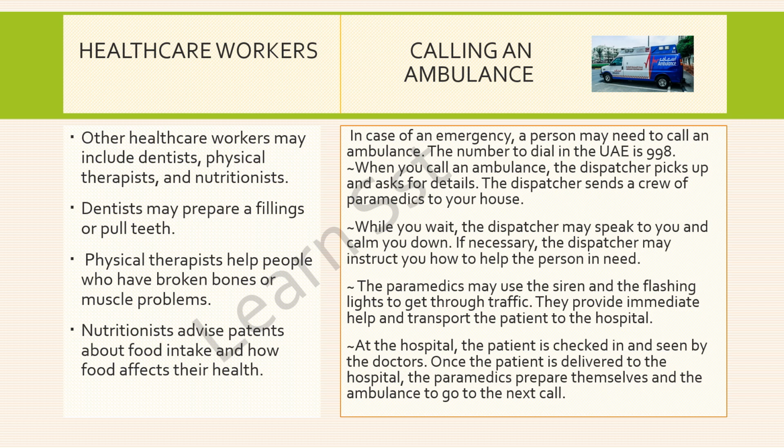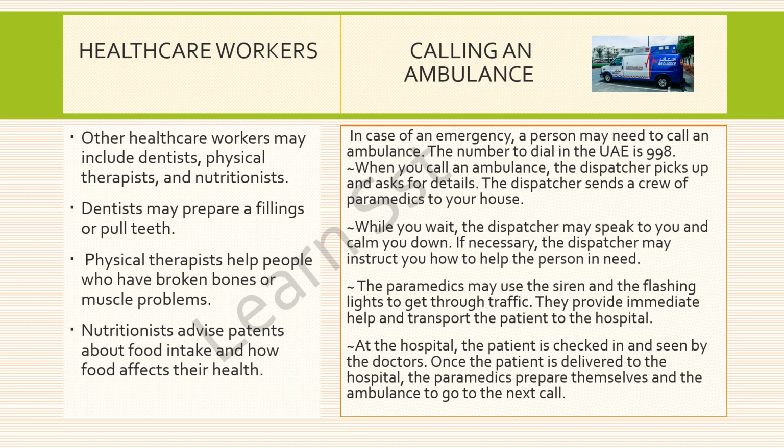Then what are the steps for calling an ambulance? In case of an emergency, a person may need to call an ambulance. The number to dial in the U.A.E. is 998. When you call an ambulance, the dispatcher picks up and asks for details. The dispatcher is the one who picks up the phone because he's supposed to dispatch the ambulance. So he needs to take the details about the residential address, the condition of the patient, and so on. The dispatcher sends a crew, that is a team of paramedics, to your house. The paramedics include a doctor, a nurse, and a ward boy.